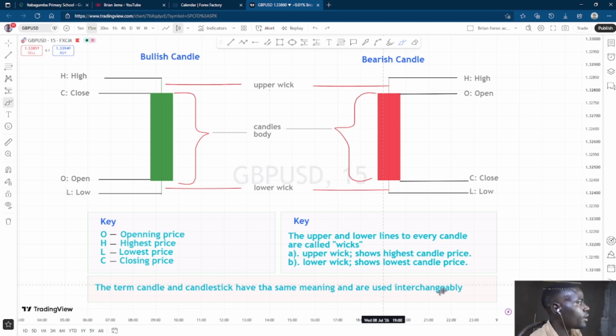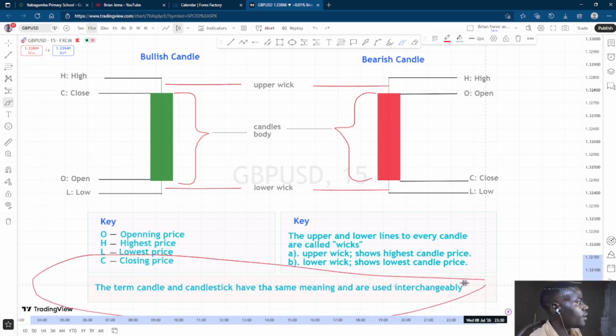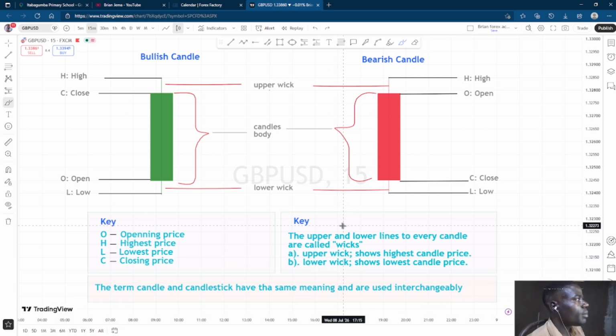There is also one important point you need to put into your head: the terms candle and candlestick have the same meaning. The difference is only in the words themselves, but they are used interchangeably in the forex market, so you should not be worried about it.